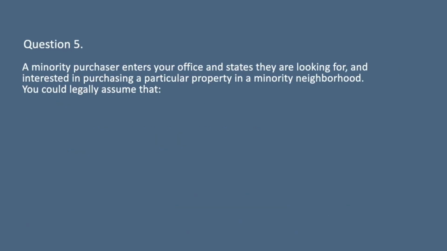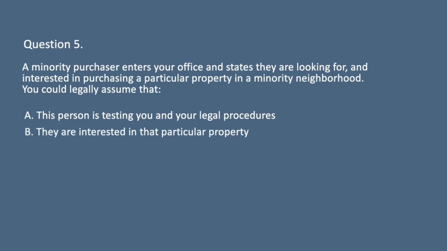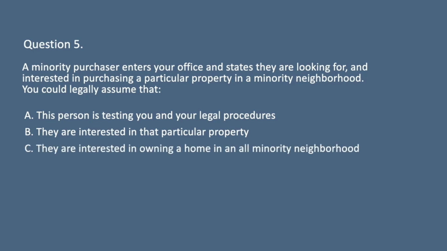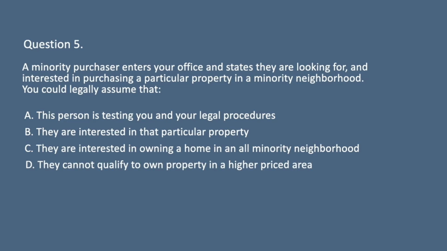Question 5. A minority purchaser enters your office and states they are looking for, and interested in purchasing, a particular property in a minority neighborhood. You could legally assume that A. This person is testing you and your legal procedures. B. They are interested in that particular property. C. They are interested in owning a home in an all-minority neighborhood. D. They cannot qualify to own property in a higher-priced area.